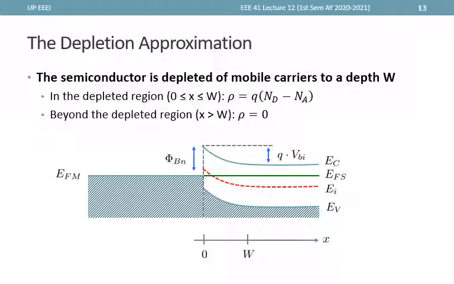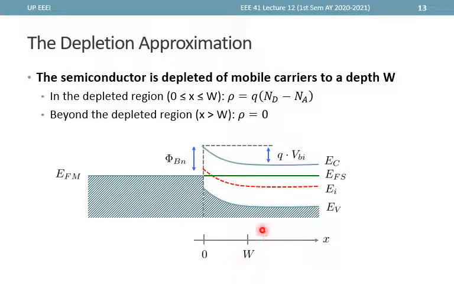Now, given that we know the barrier height for our MS contact device, we can then use the depletion approximation, where we assume or approximate that the semiconductor is completely depleted within what we call the depletion region up to a depth W.